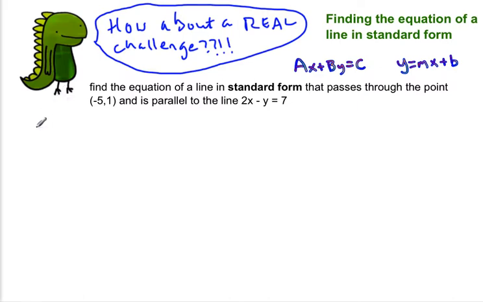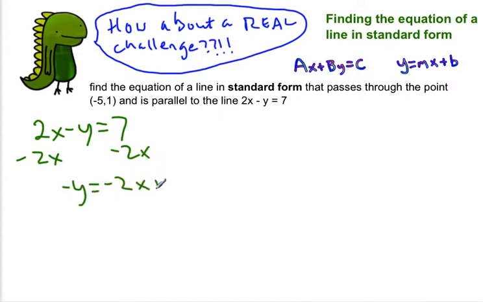So we have 2x minus y equals 7. You try that. Try to find the slope of this line on your own, and then come back and check. All right, you should have subtracted 2x from both sides. So we would have negative y equals negative 2x plus 7. And again, don't lose your negative right here.